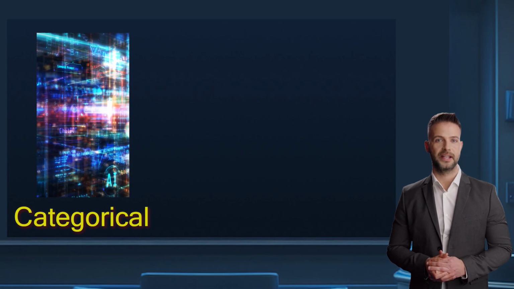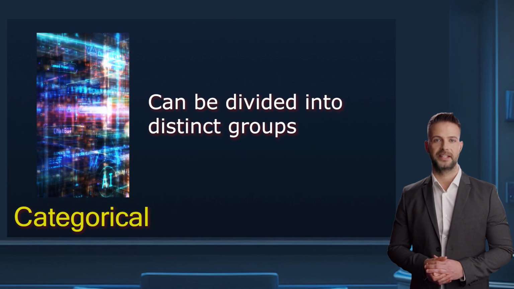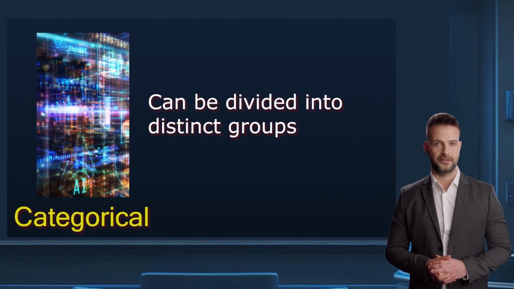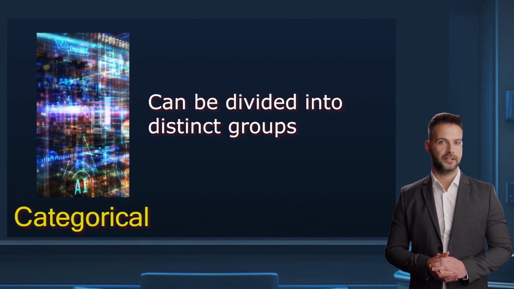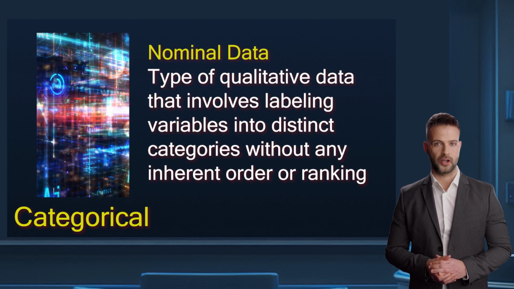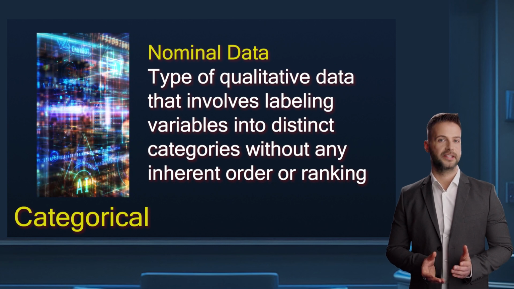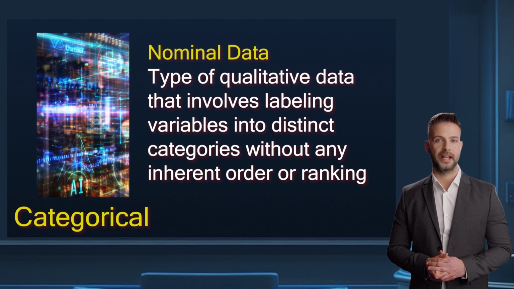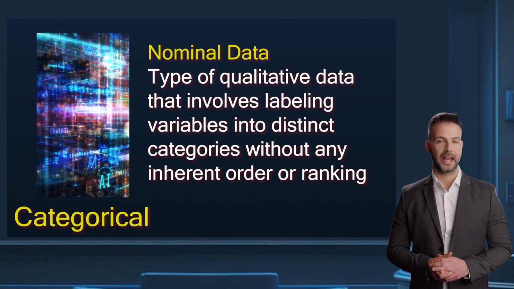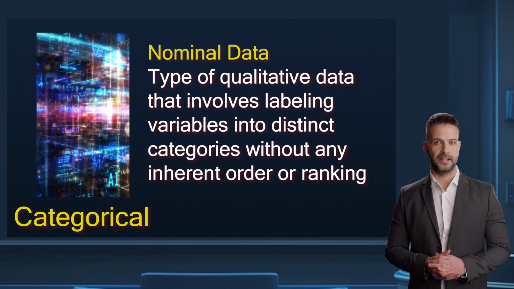We also have categorical data. This refers to data that can be divided into distinct groups, just like numerical data. Categorical data can be further broken down. It can be subdivided into nominal and ordinal data. Let's take nominal data first. Nominal data is a type of qualitative data that involves labeling variables into distinct categories without any inherent order or ranking, meaning the categories are simply names or labels with no numerical value or hierarchy.